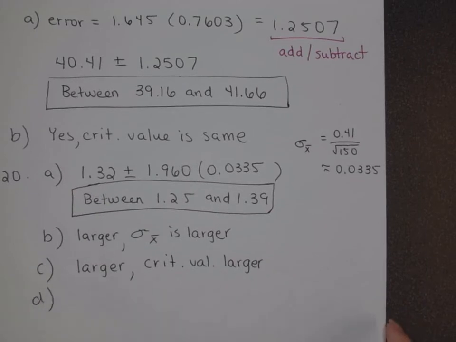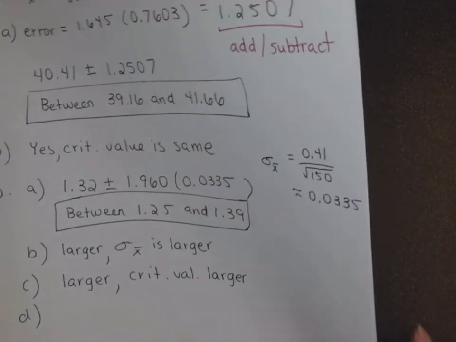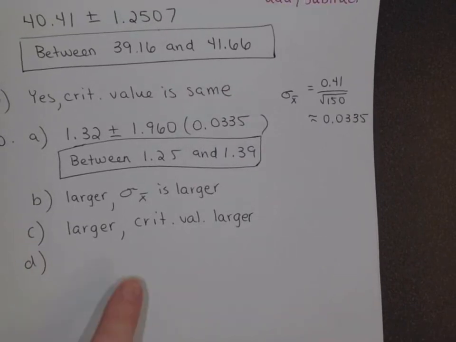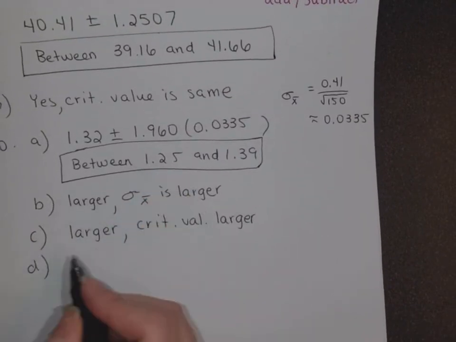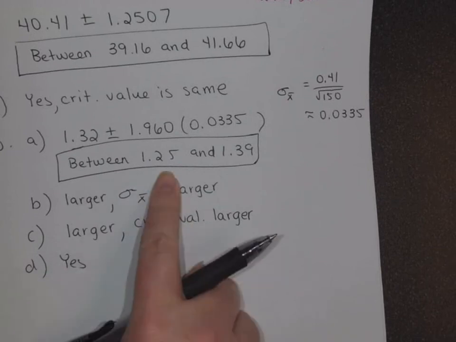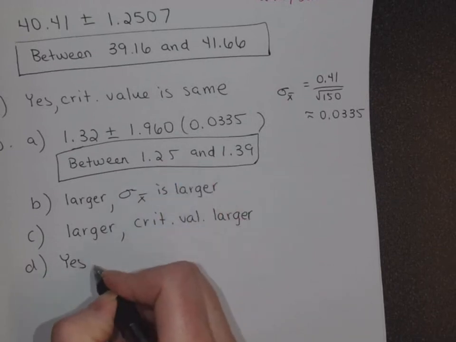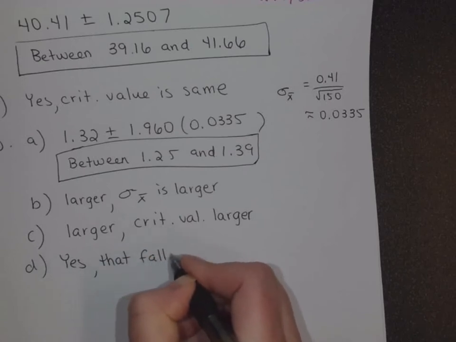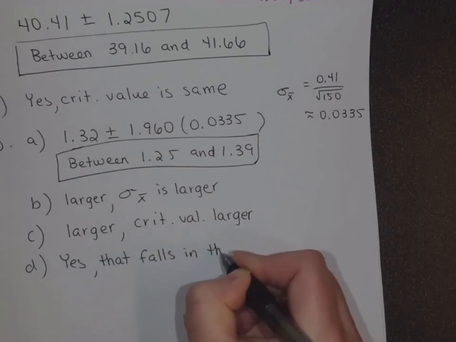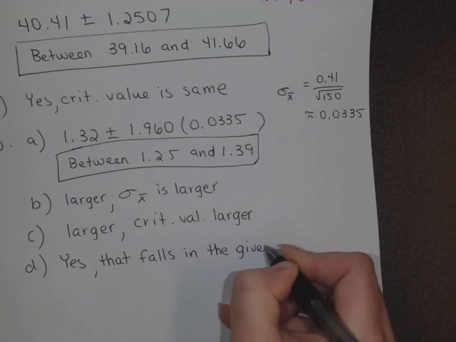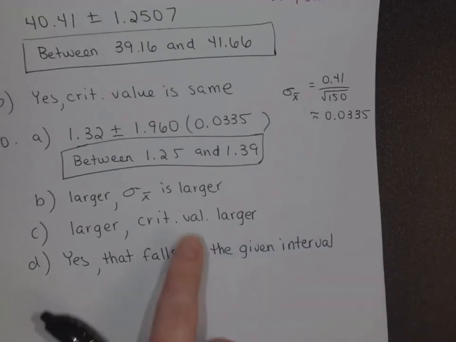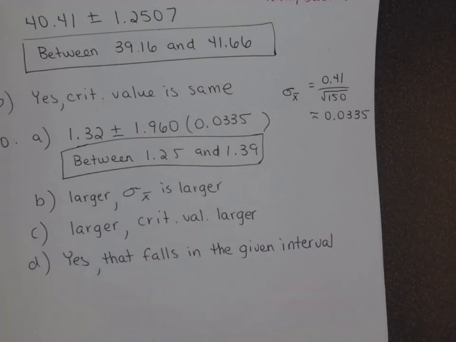And then part D says, based on the confidence interval constructed in part A, is it likely that the mean is greater than 1.25? And the answer is yes, right? The reason it's yes is because we thought it would be between these, right? So I'm going to say that falls in the given interval. Okay, so we would expect it to be in the interval, so yeah, we expect it to be bigger than 1.25.